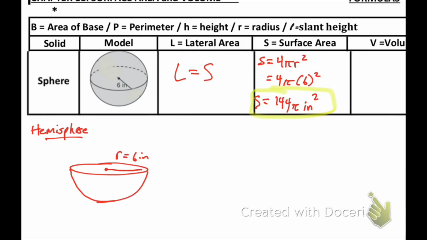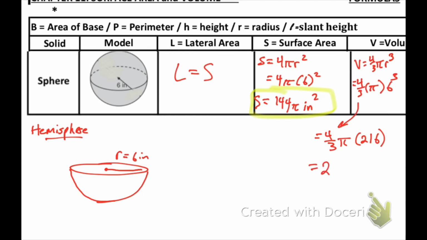Alright, let's look at the volume. Kind of cut it off here, but our volume is equal to 4/3 pi radius cubed. So that will give me 4/3 pi times 6 cubed. Well, 6 cubed is 216. So 4/3 pi times 216. 216 divided by 3 times 4 gives me 288 pi inches cubed. Don't forget inches cubed for volume. And there's your volume.